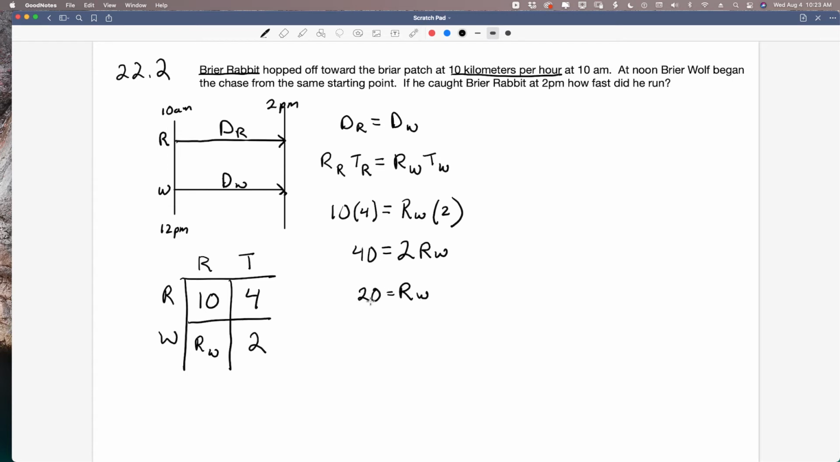So he was running 20 kilometers an hour, which makes sense because in half of the time he got to the same place. So he had to be moving twice as fast. And so if the rabbit was moving at 10 kilometers an hour, the wolf was moving at 20, then that adds up because 10 times 4 is 40 and 20 times 2 is 40. So that makes perfect sense. So you can see how to make your chart again, use the information you're given. Making that illustration helps you to visualize it. And then you can solve your problem.